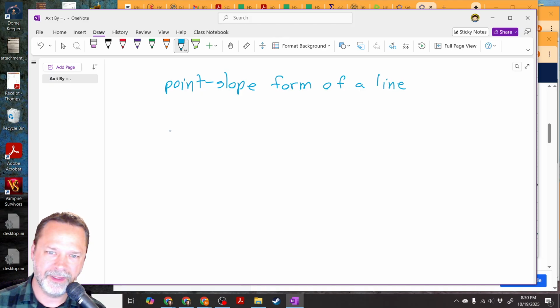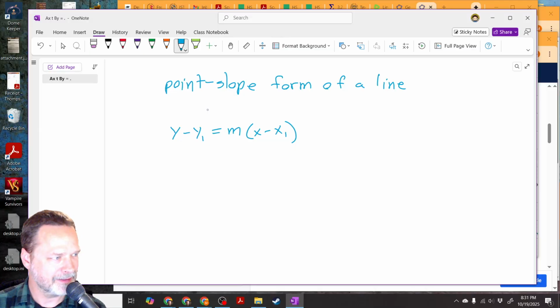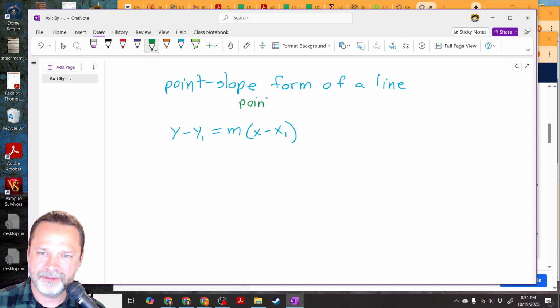Point slope form of a line is this. It is y minus y1 equals m times x minus x1. And it is extremely useful when given a point and a slope. The point that was given was x1 comma y1, and our slope that was given was m.